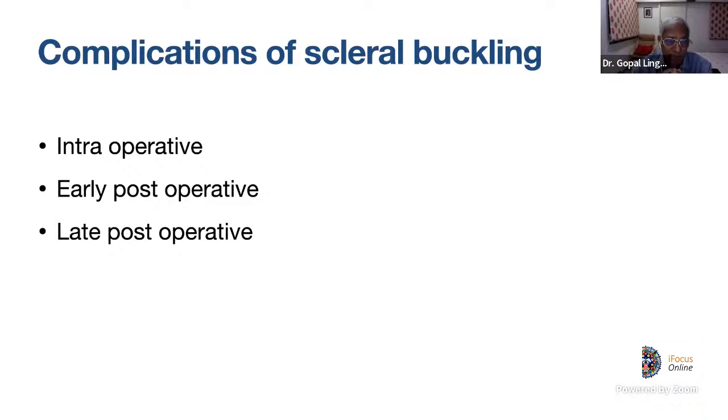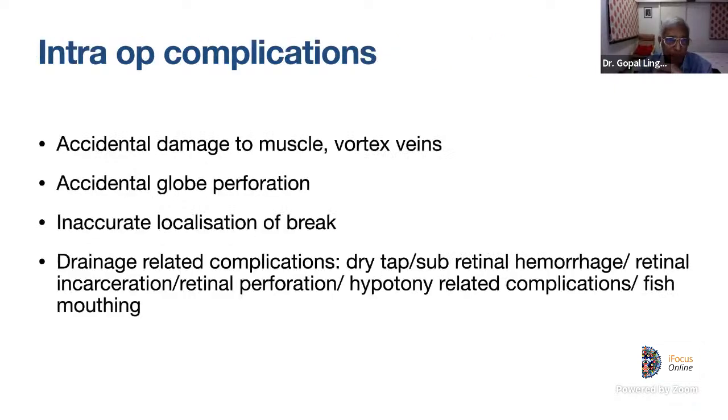Complications of scleral buckling are intraoperative, early postoperative, and late postoperative. Intraoperative complications: you can damage the muscles. In fact, people have snapped even the muscles by violently pulling on the muscle. Vortex veins can be damaged even during tagging of the muscles. You can have accidental globe perforation while passing the sutures for the explant. Localization, as I told you already, can be inaccurate, in which case the buckle can also be inaccurate.